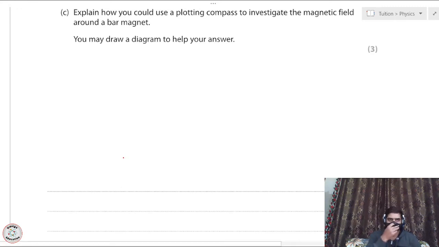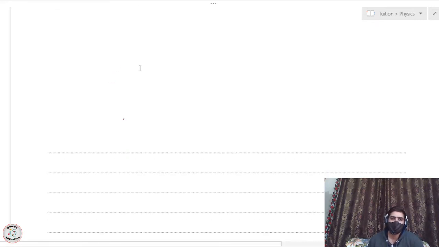All right, so here's part C, the extension of the previous question. Explain how you could use a plotting compass to investigate the magnetic field around a bar magnet. Basically, the pattern of the magnetic field around a bar magnet can be demonstrated or investigated with the use of a plotting compass or the method of iron filings. In this one, they have asked you about the pattern using a plotting compass. So these are the pointers.